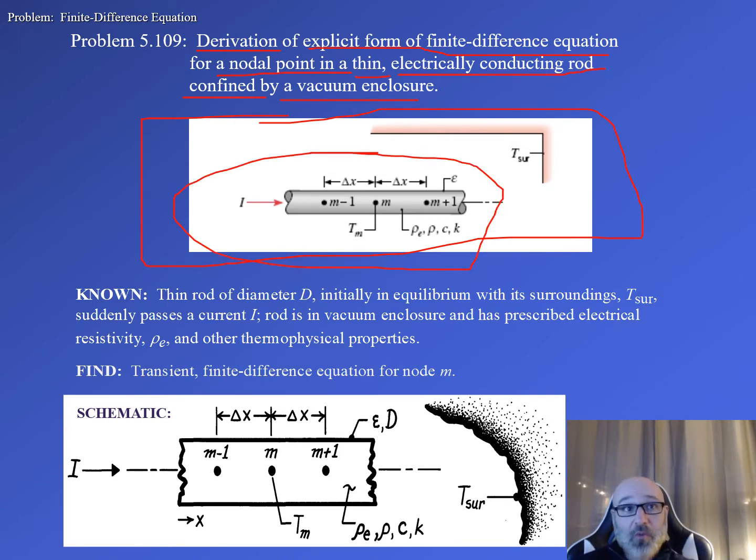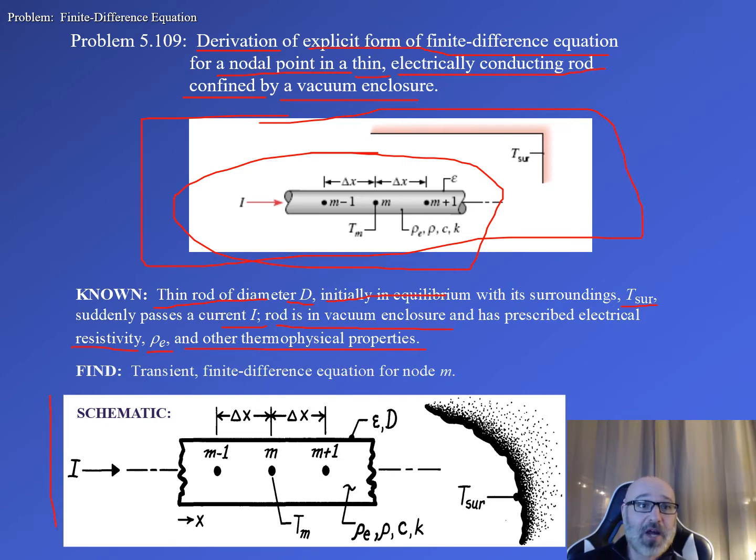So what's known? We know it's a thin rod. We know it has a diameter D. And we know it's initially in equilibrium with its surroundings, which is our temperature T surround right there, and it suddenly passes a current I. The rod is also in a vacuum enclosure and has the prescribed electrical resistivity, our rho sub E, and the other thermophysical properties that we can see in our diagram.